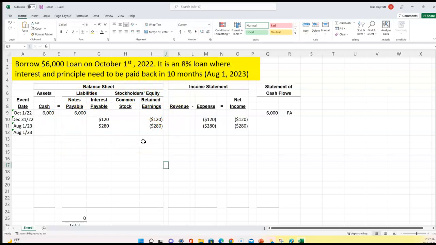Now it's time to pay this sucker off. So at this time, we got to pay both the $6,000 and the $400 in interest. So I'll subtract that out of my cash account. Then I'm also going to subtract the $6,000 out of my notes payable and $400 out of my interest payable.